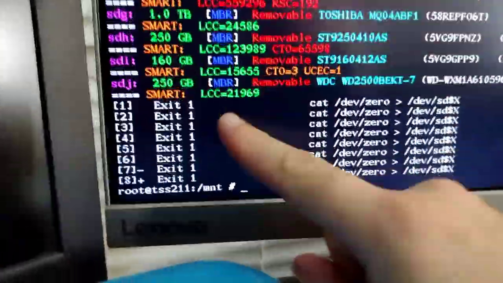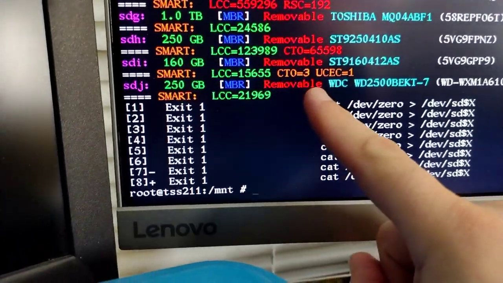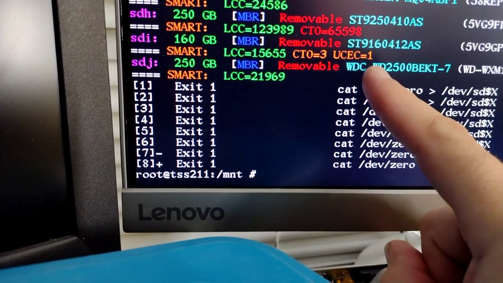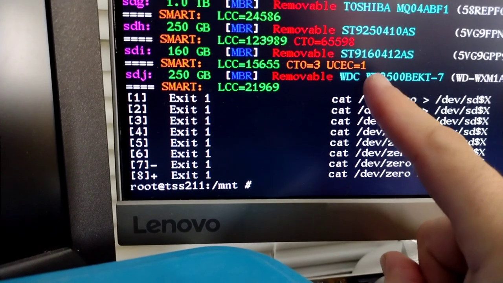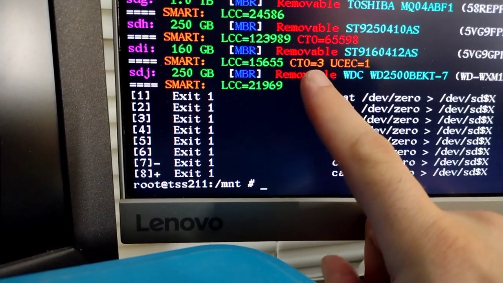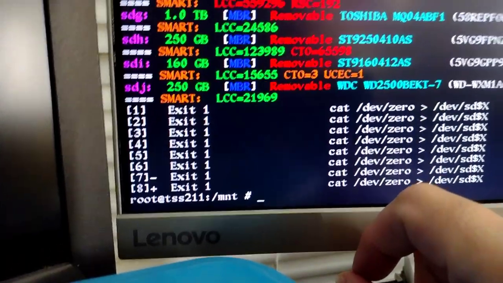This one right here has a low load cycle count, 3 command timeouts, and has reported 1 UCEC, which is actually new and is probably my fault. I marked it as bad because it has age and 3 command timeouts. But otherwise, I would have considered it good.